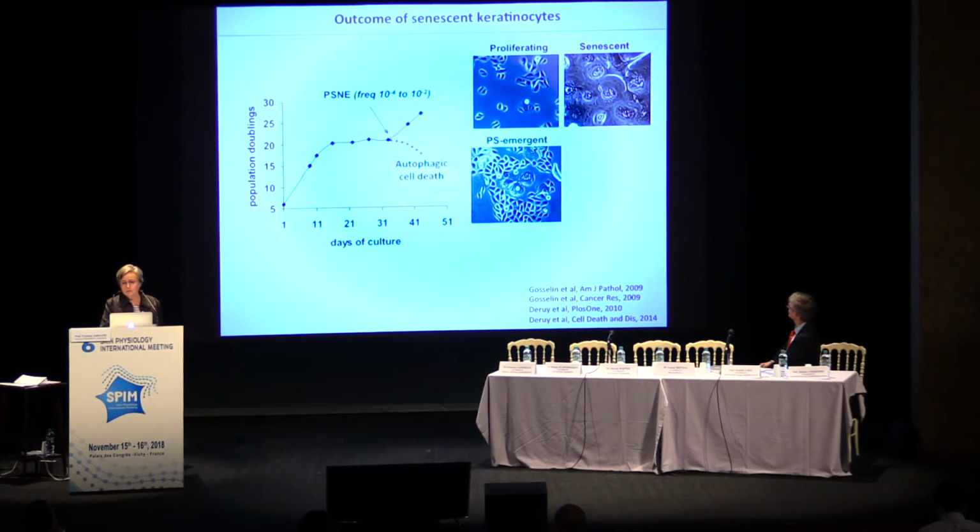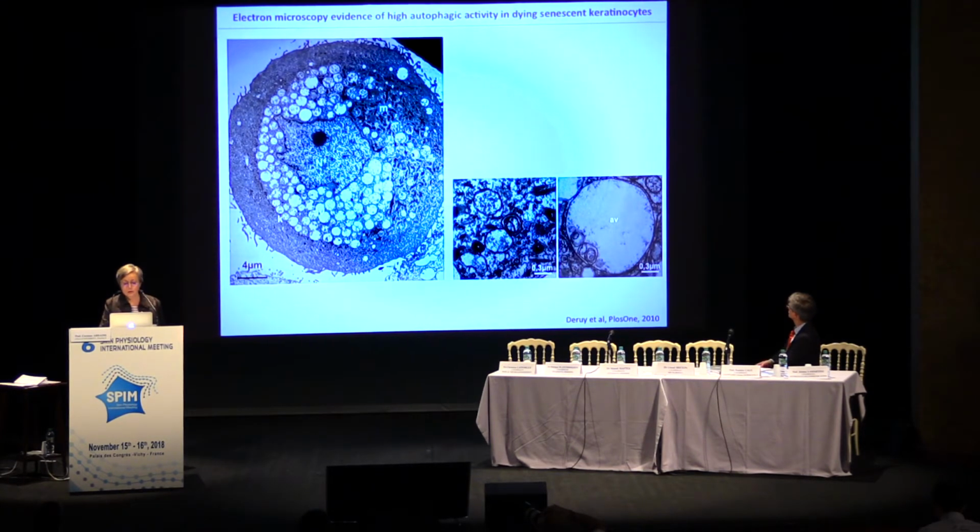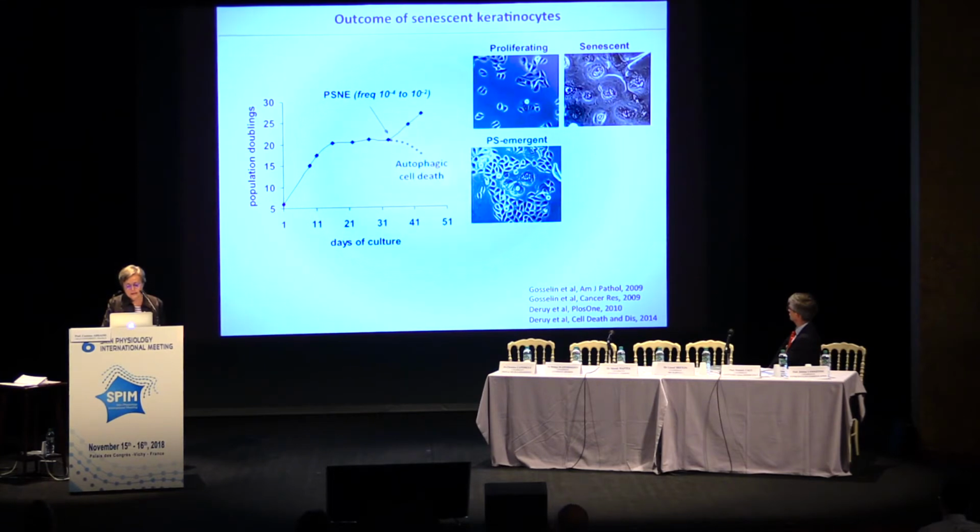We found that there are 2 possible outcomes from senescence for keratinocytes. Most of the cells die, but they do not die by apoptosis. They are apoptosis resistant. They die following a very huge increase in the autophagic activity. Just an image to show this autophagic activity. This is an electron micrograph of a dying senescent keratinocyte. And you can see all this accumulation of autophagic vesicles around the nucleus, which is itself very altered.